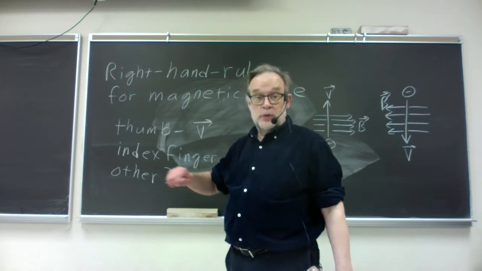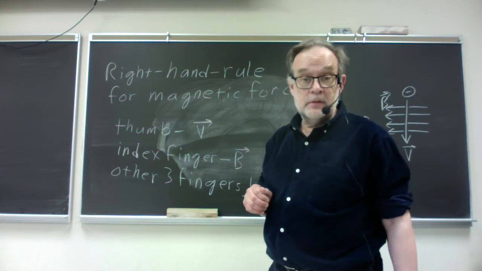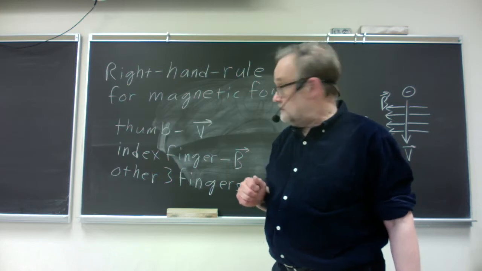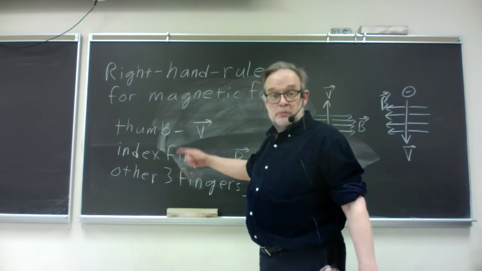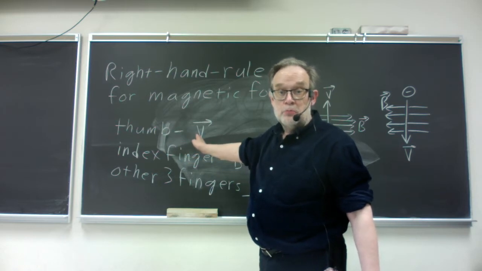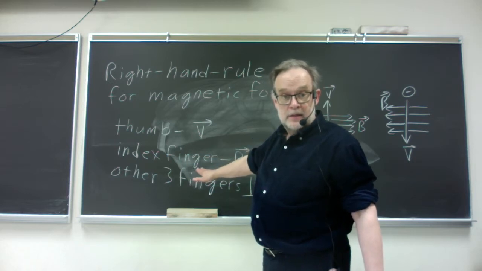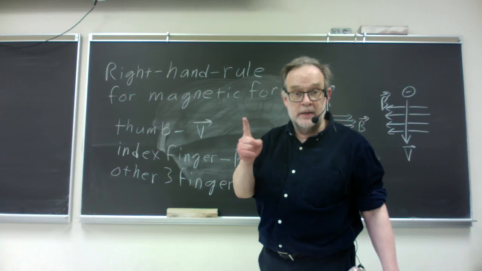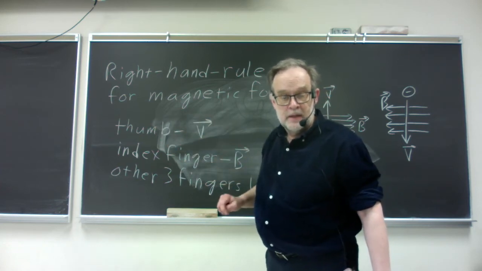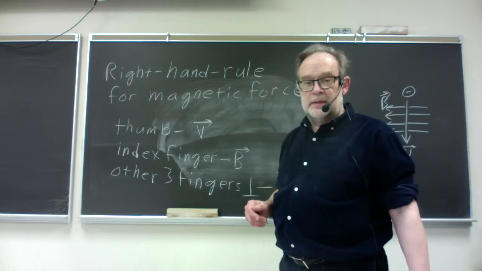As you saw in the reading, we've got this strange thing called a right-hand rule for the direction of a magnetic force. And I've written out the 3 steps here. You always point your thumb in the direction of the moving charges that are going to be feeling the force, and then your index finger will point in the direction of the magnetic field that's supplying that force to the moving thing. And then the other 3 fingers will represent the direction of the force.